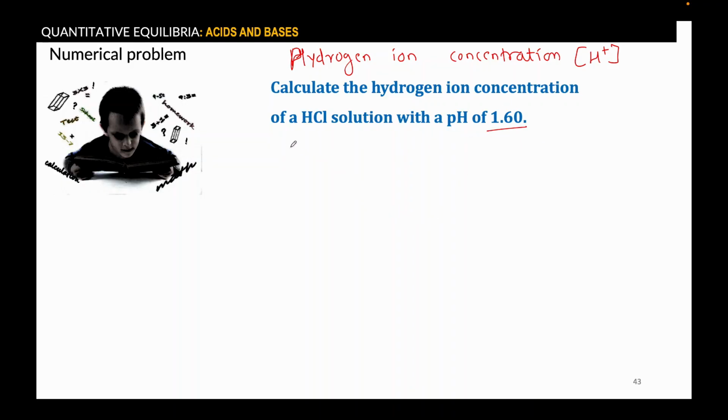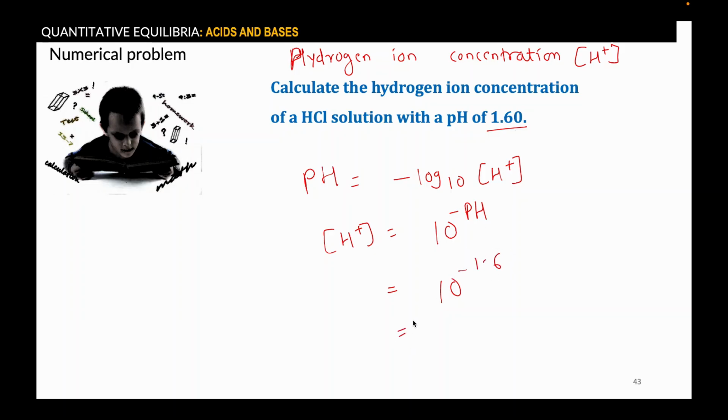So this is again very easy. As we know this formula, we just need to rearrange it. pH is equal to negative log base 10 of H plus, and rearranging this formula, H plus is equal to 10 to the power negative pH. So put whatever value you have, students. It is 10 to the power negative 1.6, as the pH is given as 1.6. Just put it into the calculator and you will get the answer. You can pause the video and calculate. It is equal to 2.51 into 10 to the power minus 2.